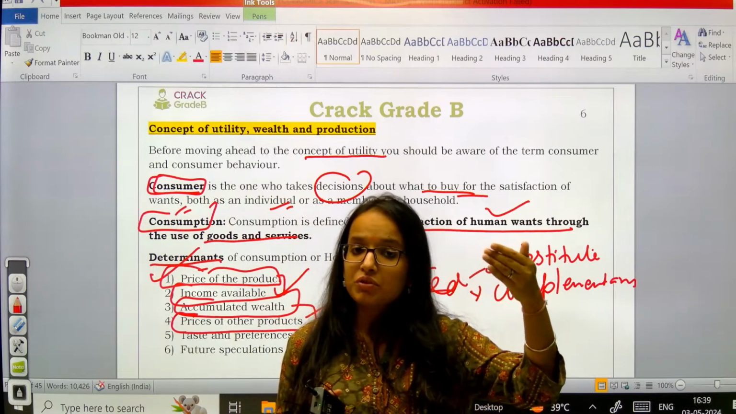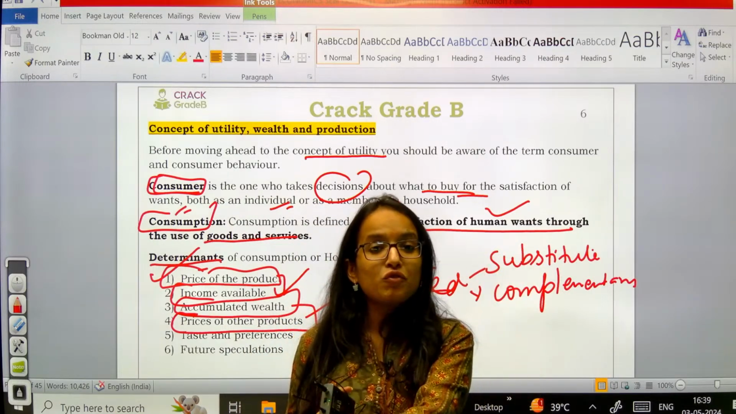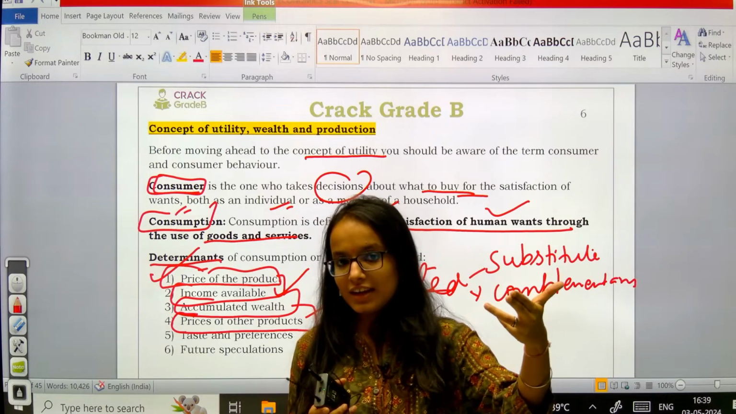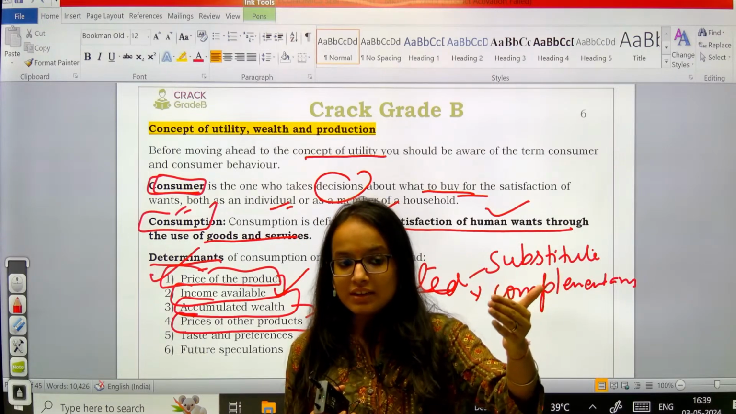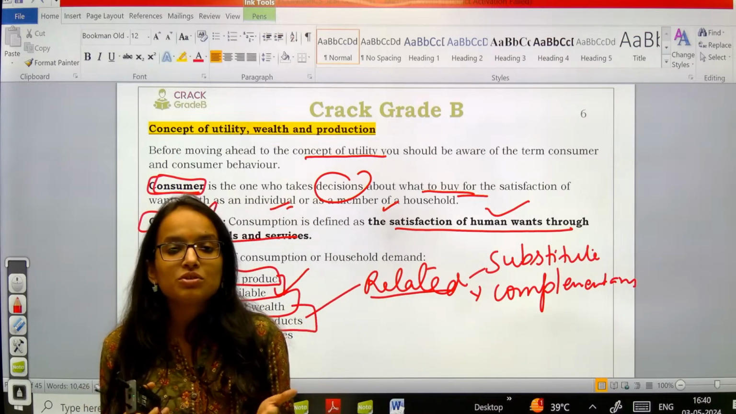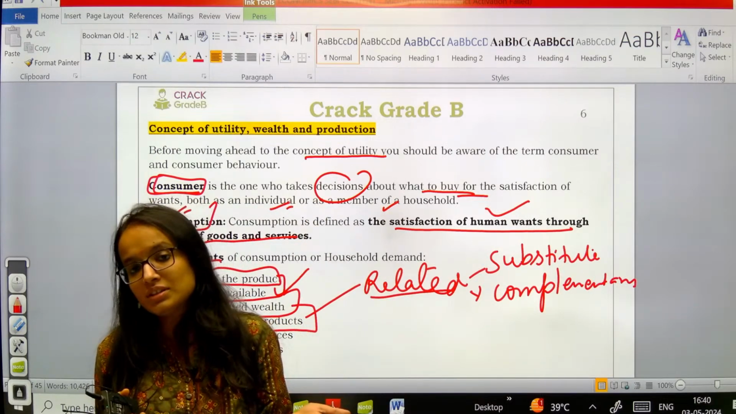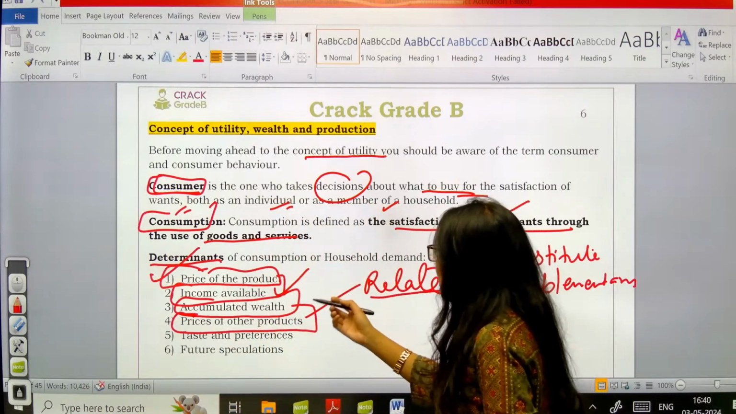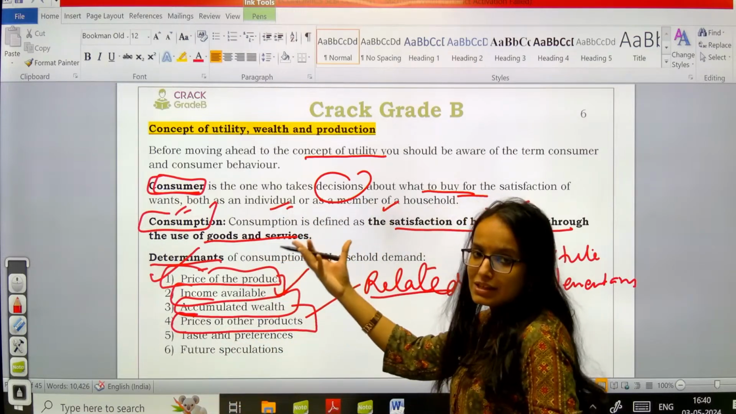So if the price of tea goes up, the demand for coffee goes up. Why? Because tea has now become costlier, right? So if tea has become costlier, the consumer can easily switch to coffee because they are substitute goods. They can be used in each other's place. So this is how the price of related goods also impacts consumption.